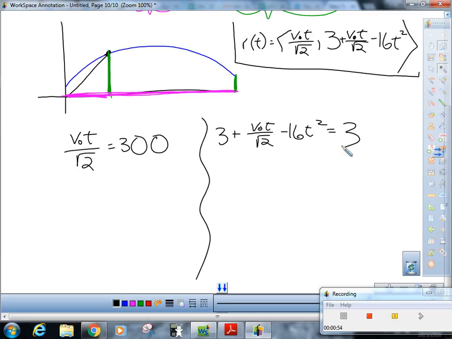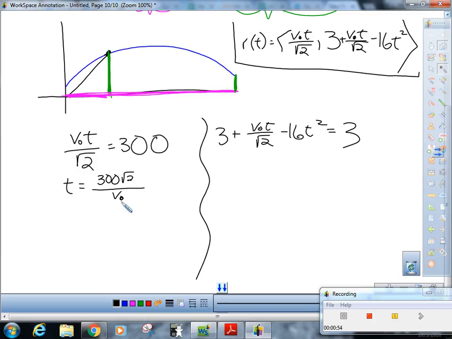And now what we have here is a pretty simple, well, I shouldn't say simple, it's a system of equations, two variables. If we solve this one for t, you get t equals 300 radical 2 over V0. Notice how leaving the radical 2 on the bottom actually made that easier to solve.